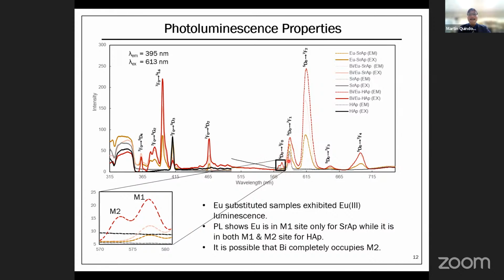And from the PL, we can actually know what site the europium is currently placed in. So we can see from the 5D0-7F0 transition that the peak for the M1 site is high for strontium apatite, and for hydroxyapatite, both M1 and M2 peaks exist. So this means that for hydroxyapatite, the europium is in both the M1 and M2 sites, but for strontium apatite, the Eu is only on the M1 site, which is possibly due to the Bi completely occupying the M2 site.